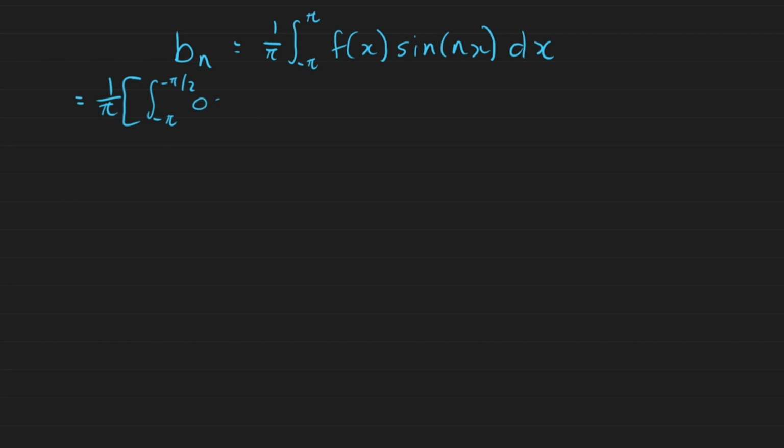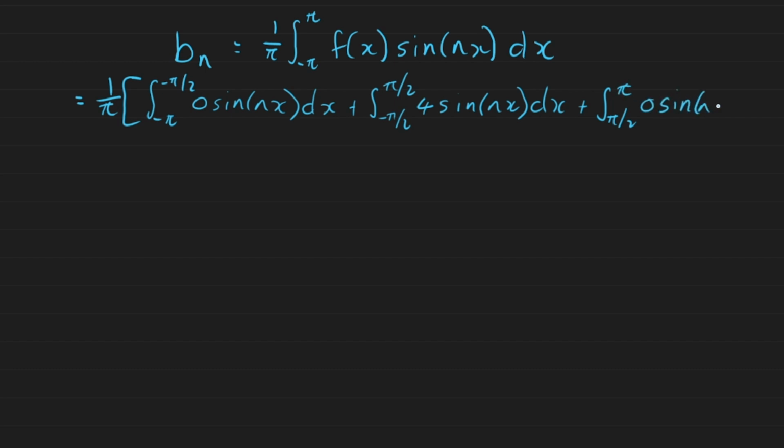So we had 0 sine nx, then plus from minus pi over 2 to pi over 2, we had 4 sine nx, and lastly from pi over 2 to pi, we add 0. Okay, first and third term will disappear as they are 0, and we have 4 sine x.